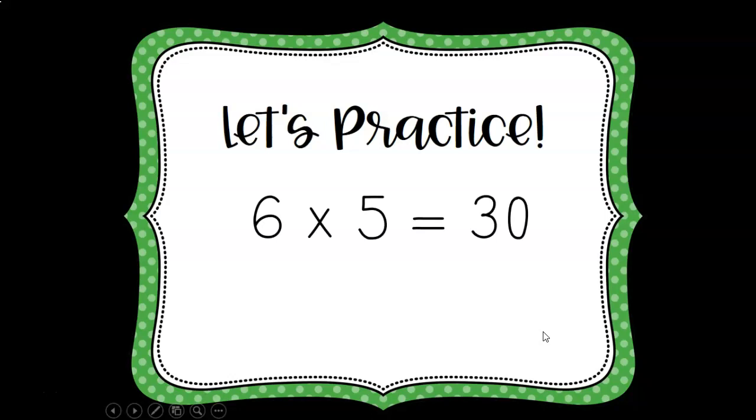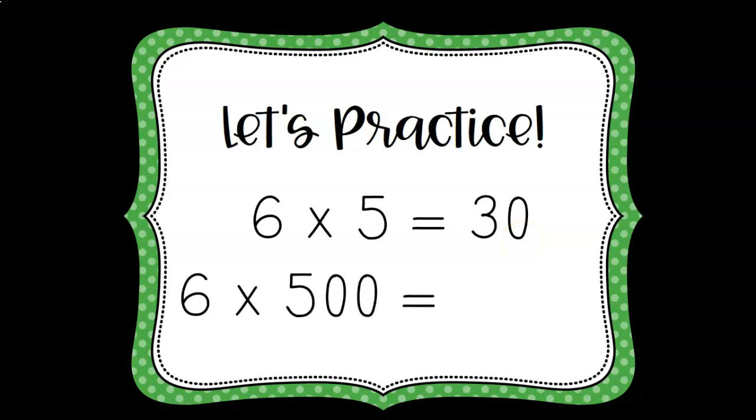Let's do another one. So 6 times 5 equals 30. This is a tricky one because I already have a 0 in my basic fact answer. But watch what happens. What is 6 times 500? So first thing I'm going to do is my basic fact. 6 times 5 is 30. Then I'm going to add on 2 more zeros. So I have 30 and then 2 more zeros, because those 2 zeros are in the problem. This zero goes with the 30 of your basic fact.